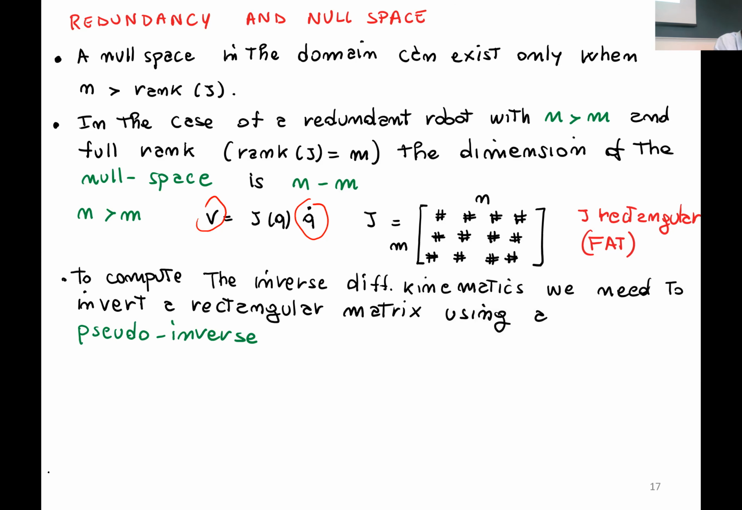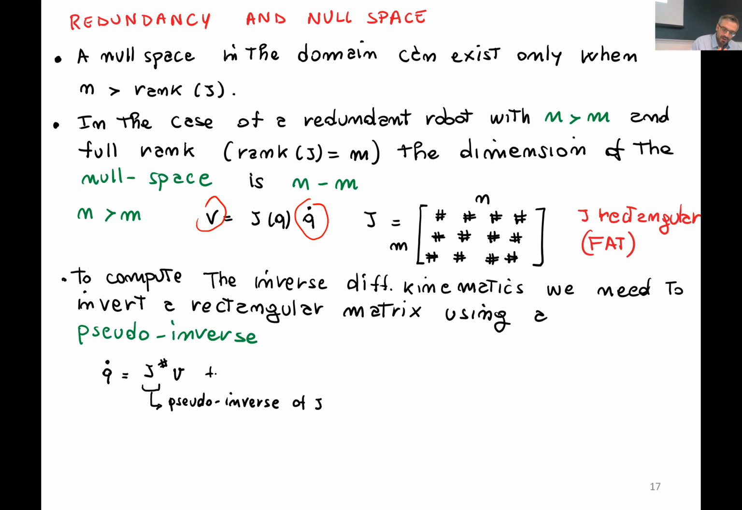And you can find the mapping between V and q dot as J pseudo-inverse times V, and we call this J plus, the pseudo-inverse of J.